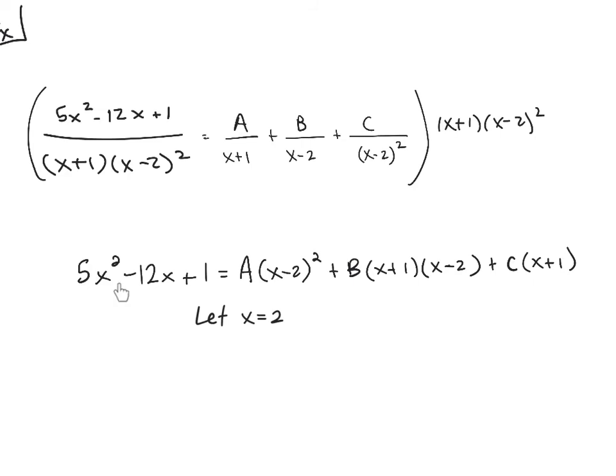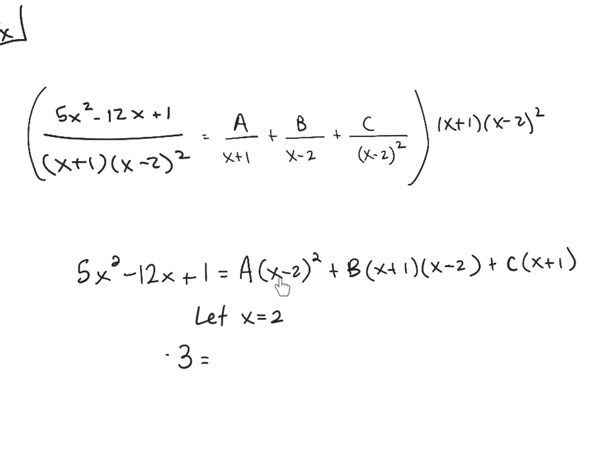And then you plug a 2 in for all the x's. So here, 2 squared is 4. 4 times 5 is 20. 20 minus 12 times 2 is 20 minus 24, that's negative 4. Negative 4 plus 1 is negative 3.